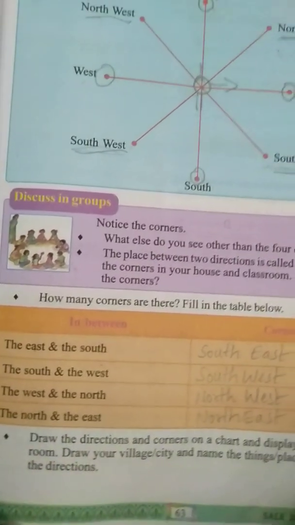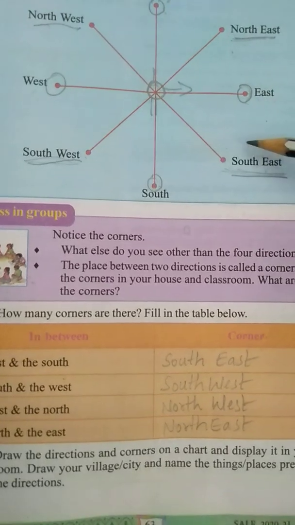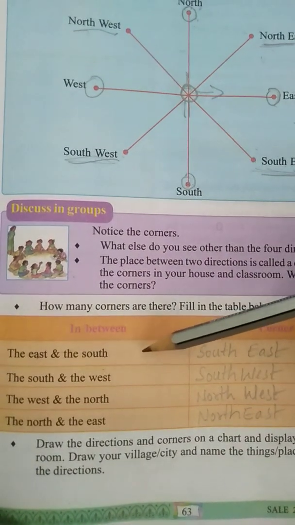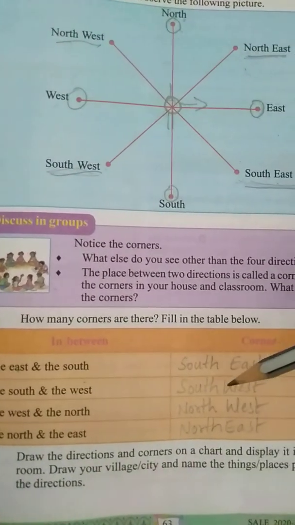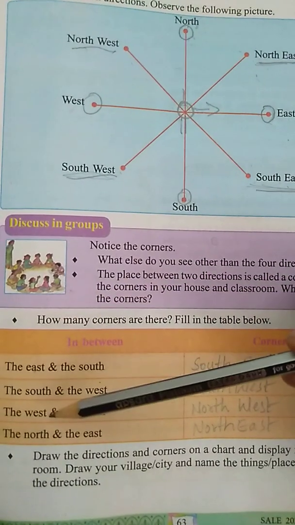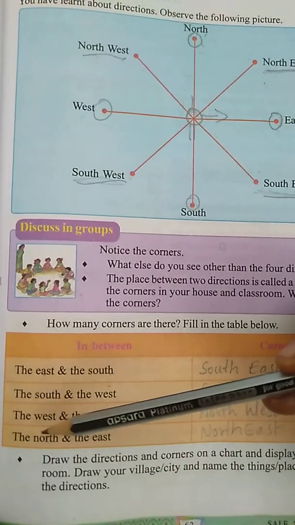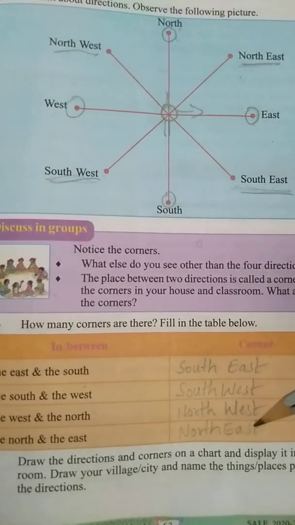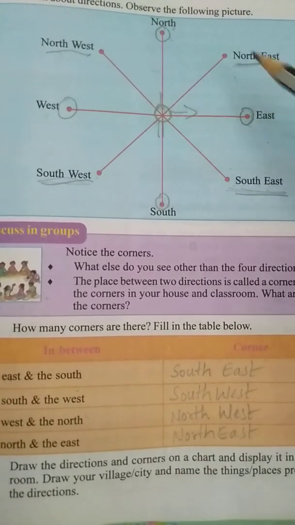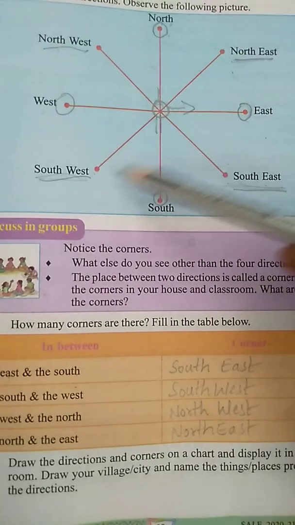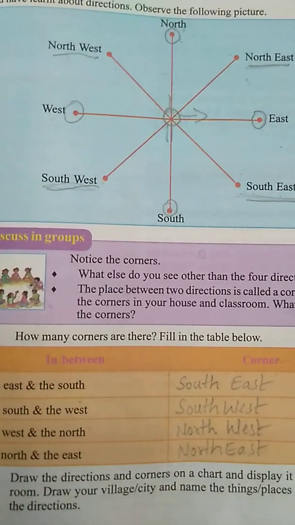These corners are given in between the four directions. Yes, the east and the south corner is southeast. South and the west, the corner between is southwest. The west and the north, the corner between is northwest, and the north and the east, the corner between is northeast. Understood, everybody? So these are the four main directions and these are the corners which are in between the four directions. Understood? Now go to the next page.